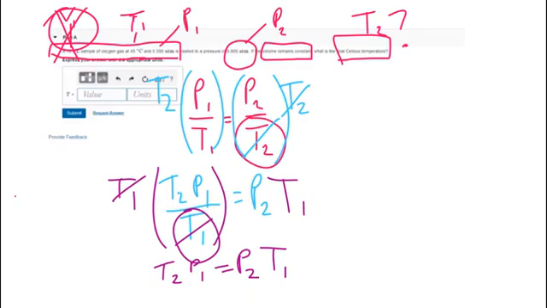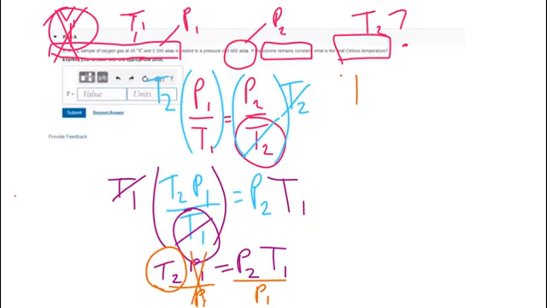Okay, good, we're making progress. Now I can say, how do I solve for T2? If I look at this, let's see, I'll use orange here. To solve for T2, I want that by itself, so I'm going to get rid of P1. So divide both sides by P1.